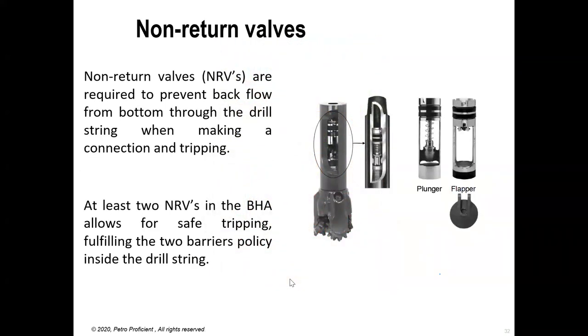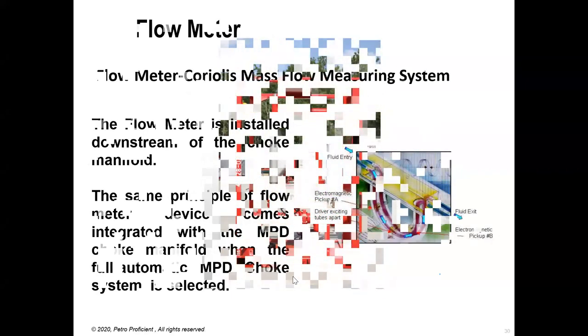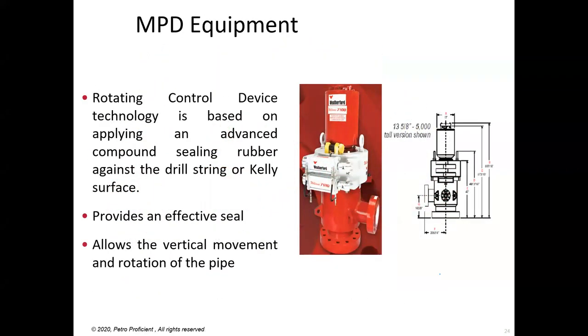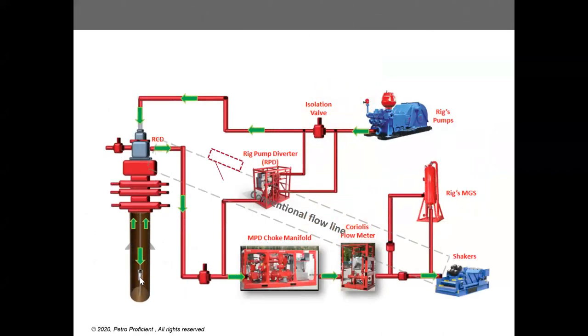So what else do you have here? You have a non-return valve. Now let me show you in this diagram. Let's go back to the diagram and you will get an idea. So here you have your non-return valve. This is what I'm referring to now. So why do we need this non-return valve here? Let's review.